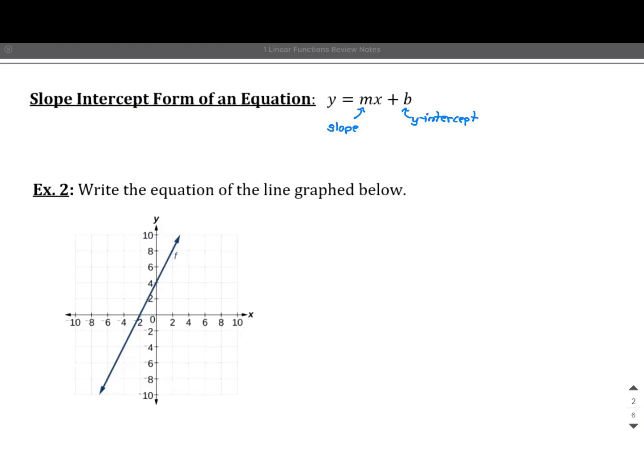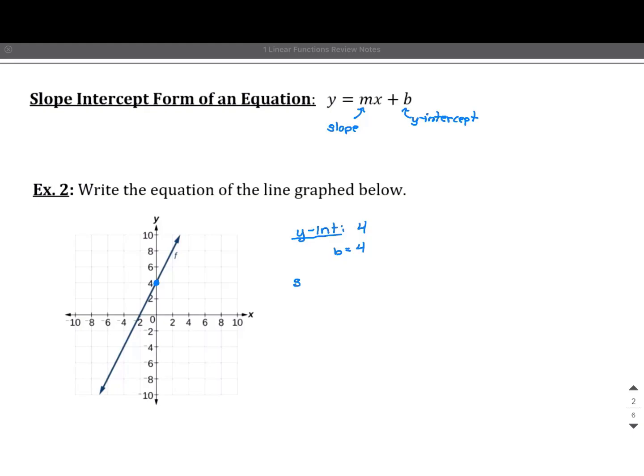So, we're going to take a look at this graph of a line that I have right here. We're going to find the y-intercept, we're going to find the slope, and then we'll write the equation of the line. So our y-intercept, that's where the graph crosses the y-axis, and I look right here, it crosses the y-axis at 4. That means that b is 4.